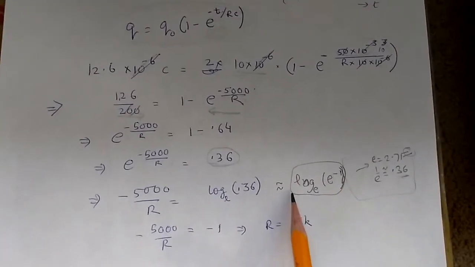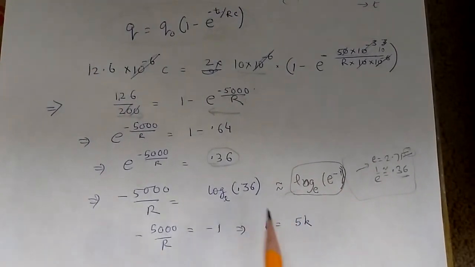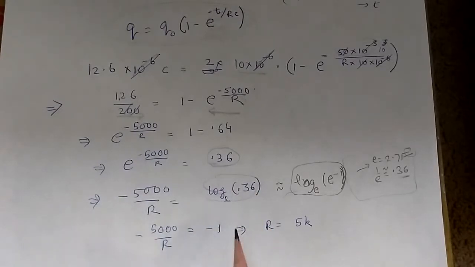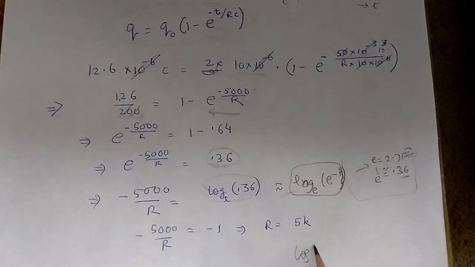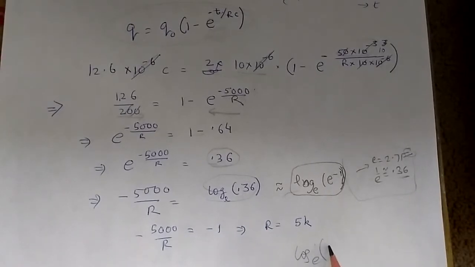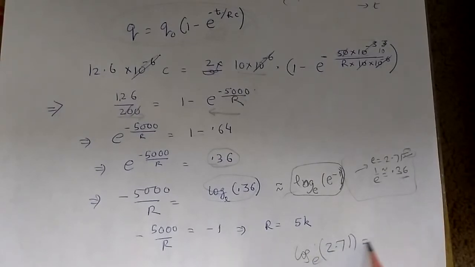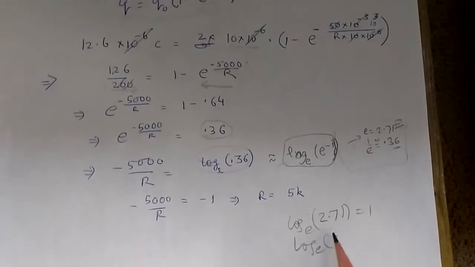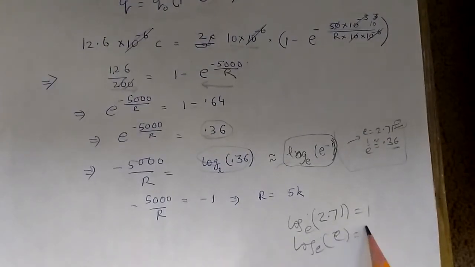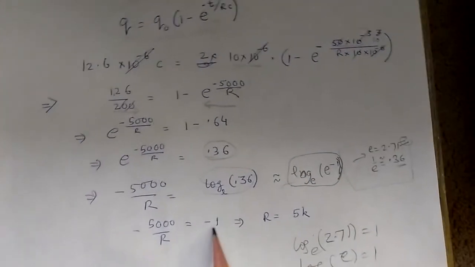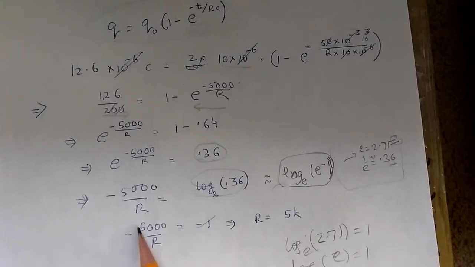You don't need to remember the whole logarithmic scale, but you should know the key values. For example, the natural logarithm of 2.71 will be equal to 1 because the log of e is 1, the value of e. So this becomes minus 1, the minus signs cancel, and R is equal to 5k.